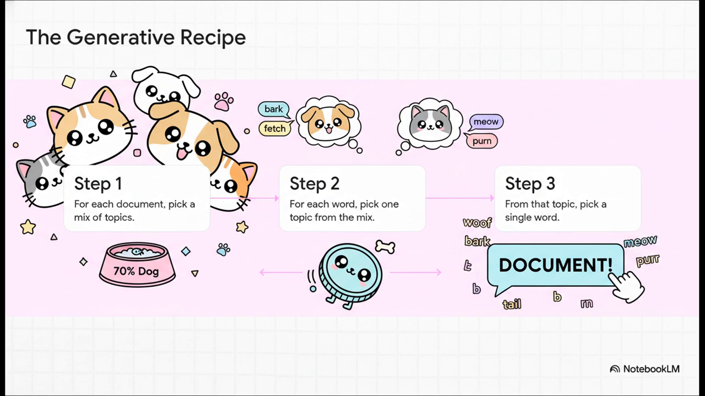That's step two. And finally, once you've picked a topic, say dogs, you just pick a word from that topic's word list, like bark. That's step three. You just do that over and over, and bam, you've got a document. LDA simply looks at the final documents we give it and works backward to figure out the original recipe.